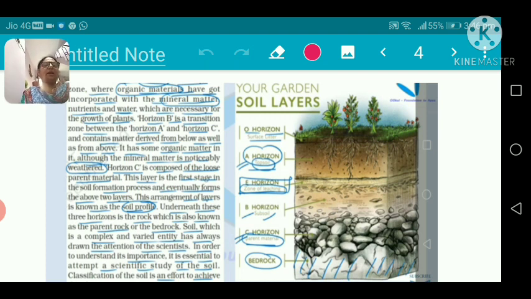When there is a horizon A and horizon C, there is a layer in between that is B. Horizon B is marked there. Although it has some organic matter in weathering, horizon C is composed of the loose parent material. This layer is the first stage in the soil formation process and eventually forms the above two layers.